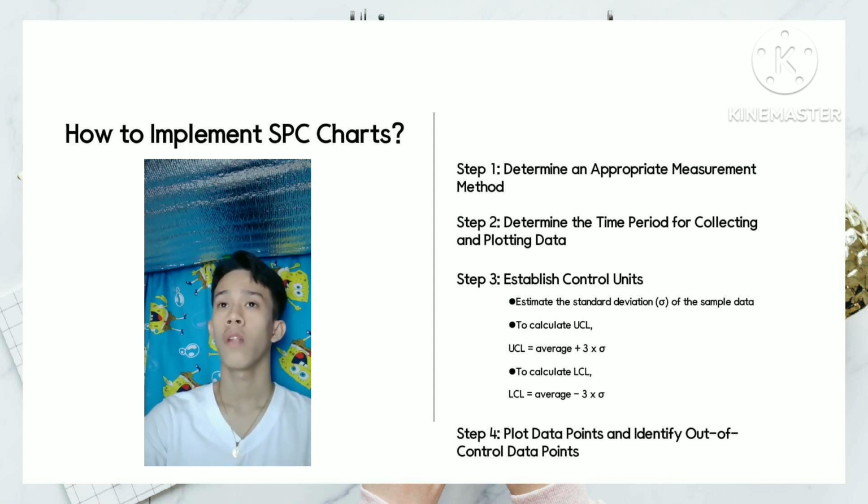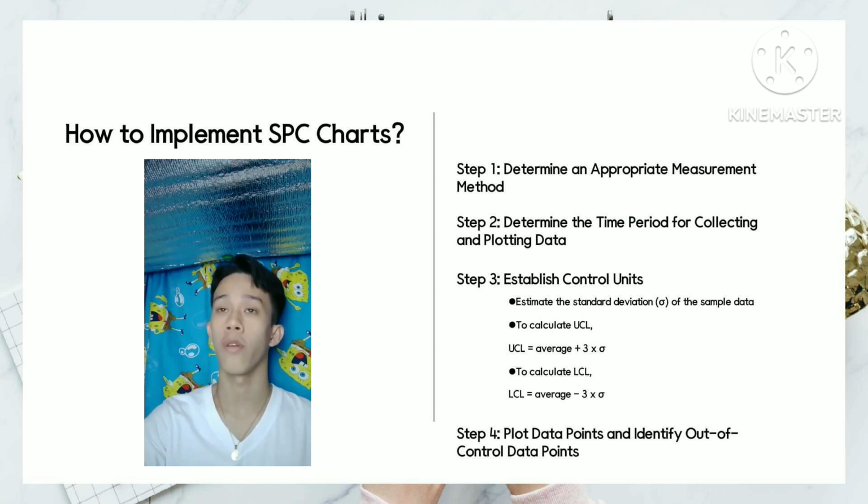To calculate UCL, you need the formula. UCL equals average plus 3 times the standard deviation. Next is to calculate LCL. LCL equals average minus 3 times the standard deviation.